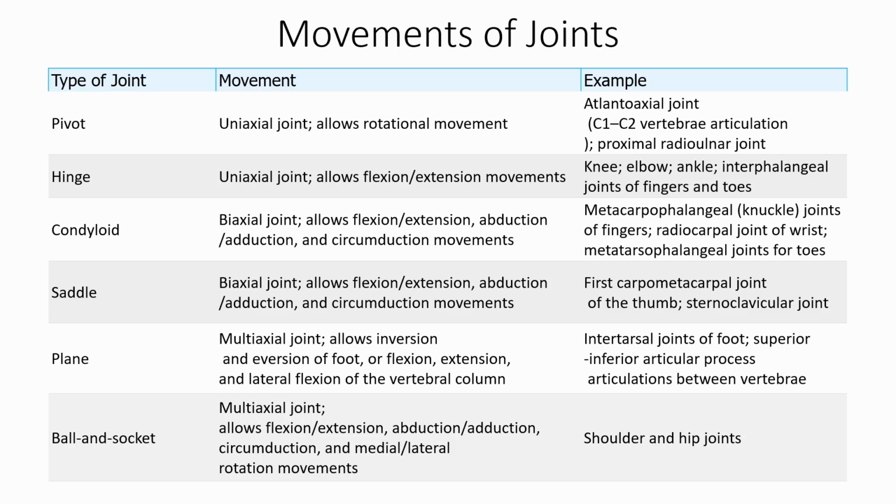The plane is going to allow for inversion and eversion of the foot, flexion, extension, and lateral flexion of the vertebral column. So we see this in the intertarsal joints of the foot. We also see this in the articulations between the vertebrae. And then the ball and socket, this one has the longest list because this is going to allow for flexion and extension, abduction and adduction, circumduction, and medial and lateral rotational movements. So your shoulder and your hip joints really have the greatest variation of movements compared to the other joints that you have in your body.